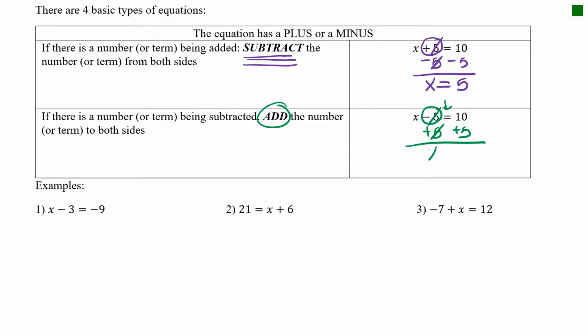Negative 5 and 5 cancel. You have x on this side. 10 plus 5 is 15. All right, let's do some examples.